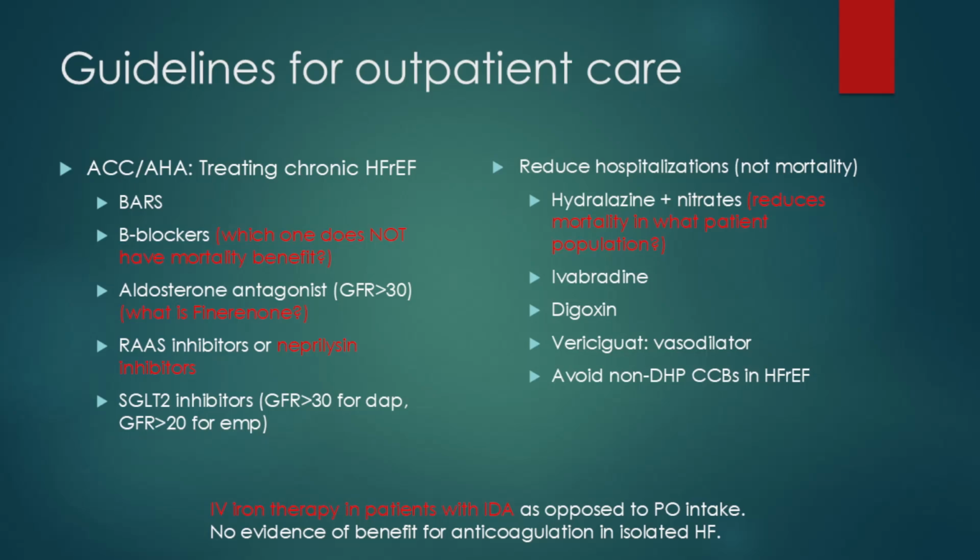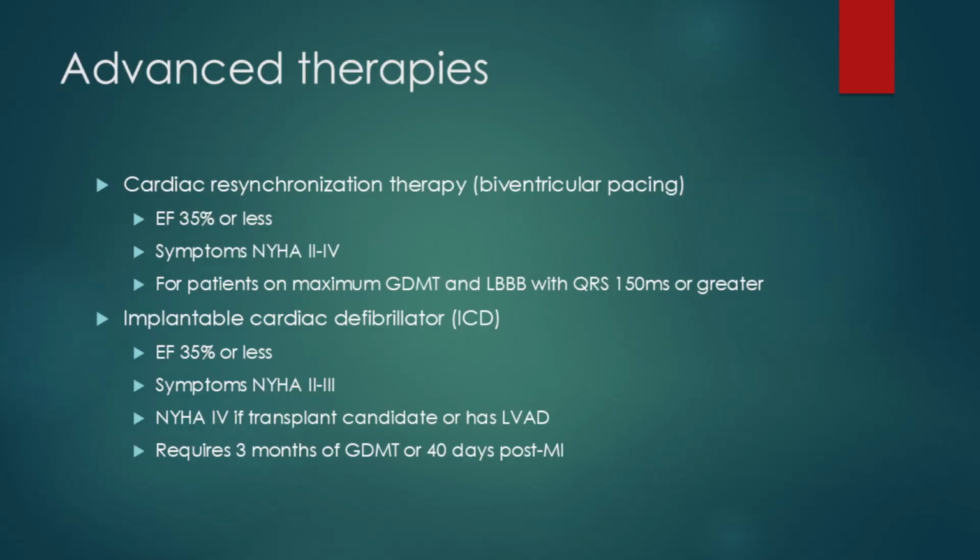Patients with iron deficiency anemia, IV iron therapy as opposed to PO intake has been shown to be helpful, and there's no benefit to anticoagulation in patients with heart failure. These are some advanced therapies. You have cardiac resynchronization therapy, otherwise known as biventricular pacing. Those are the indications, and ICD. Those are the indications as well. It's pretty much all you need to know for inpatient management of a heart failure exacerbation. Of course, I didn't go into a lot of physiology here, but I did hit some of the higher points on some of the nuances here.